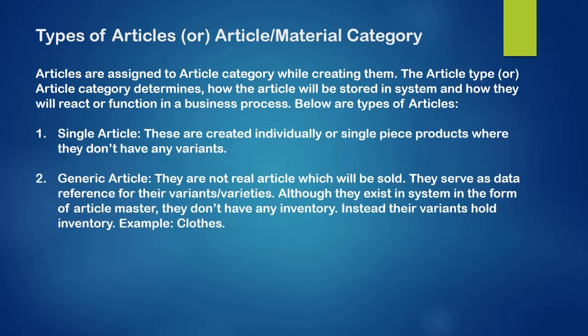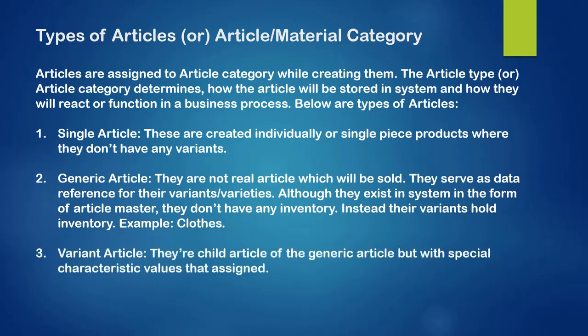Generic articles. They are not real articles which will be sold. They serve as a data reference for their variants or varieties. Although they exist in the system in the form of article master, they do not have any inventory. Instead, their variants hold inventory. Example, clothes. Variant articles. They are child articles for generic articles, but with special characteristic values assigned. Structured articles. Some of the structured article types are sales set, pre-pack, display articles.